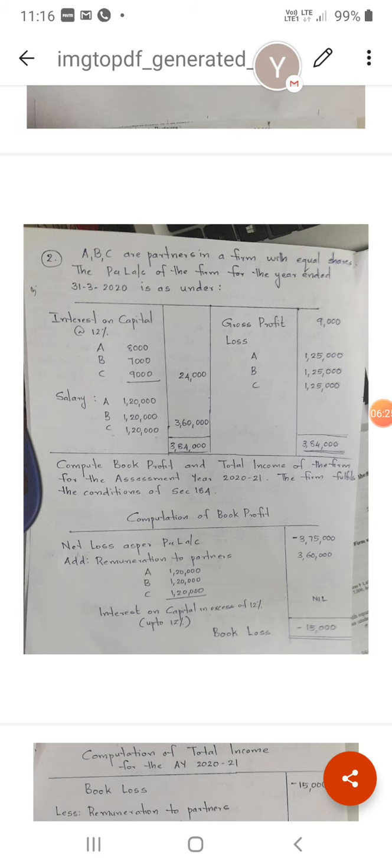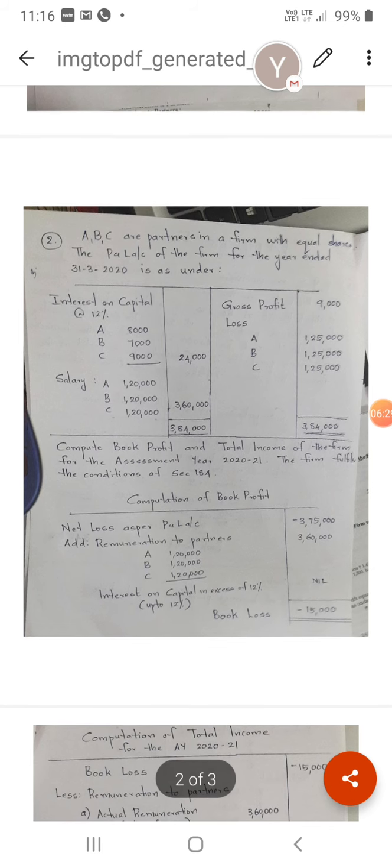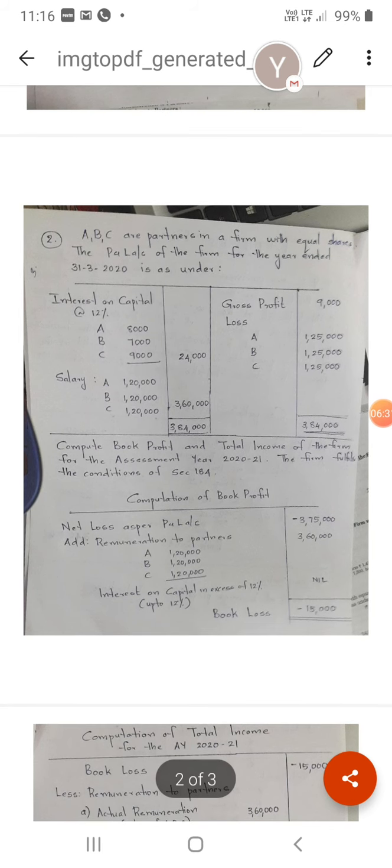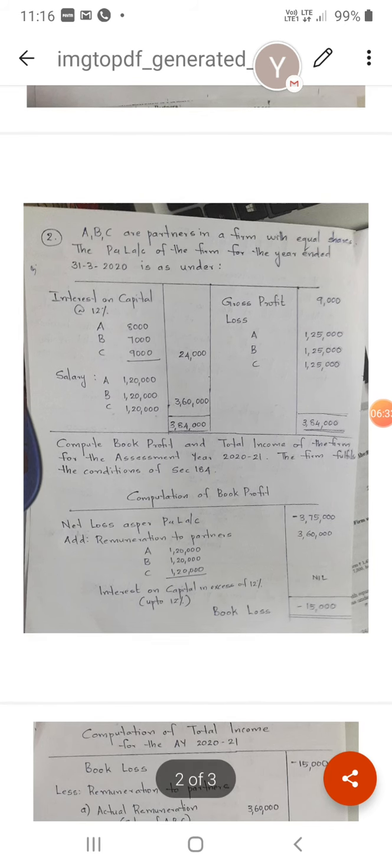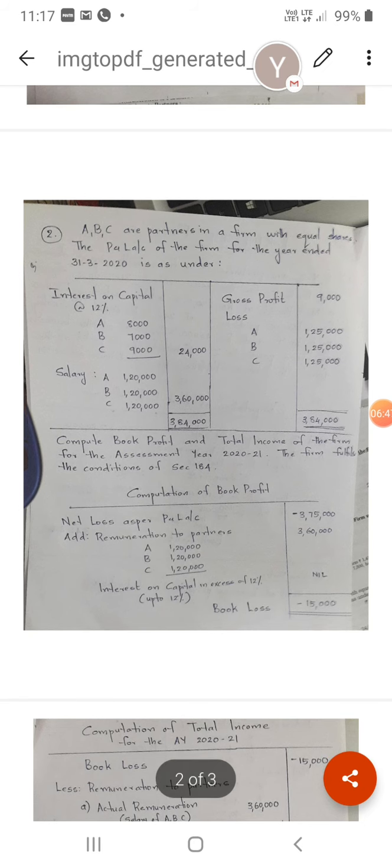Okay, A, B, C are partners of a firm with equal shares. The profit and loss account of the firm for the year ended 31st March is as under. Here it is given in the profit and loss account format itself. Interest on capital, debit side, go through the debit side. Interest on capital at the rate of 12%. Three partners, equal shares.